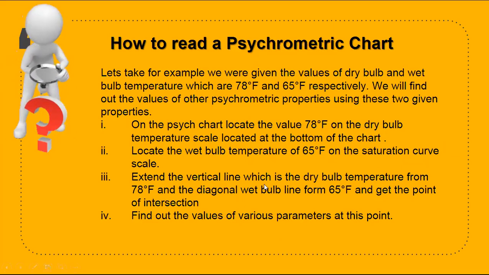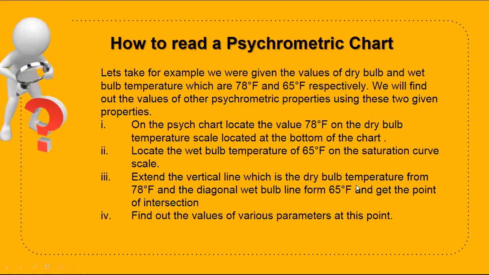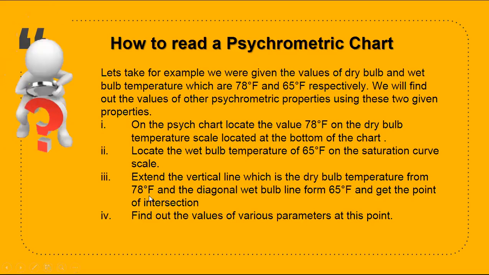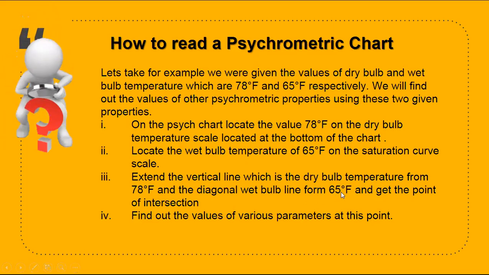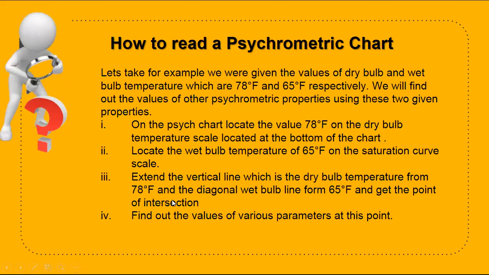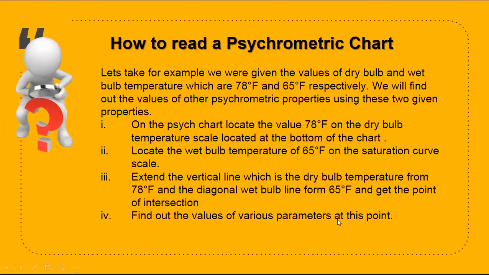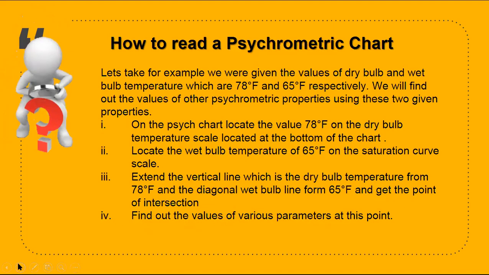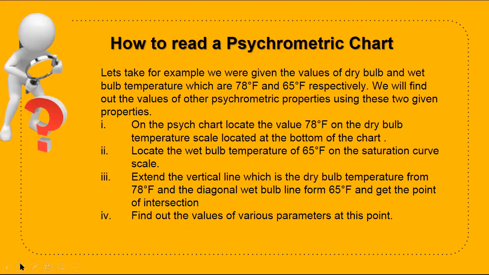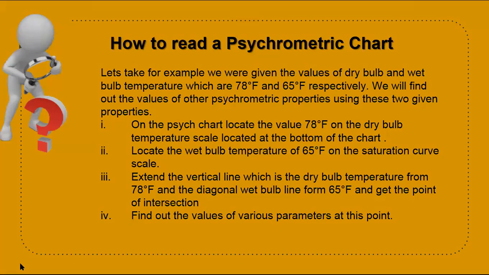Now extend the vertical line, which is the dry bulb temperature, from 78 degrees Fahrenheit, and the diagonal wet bulb line from 65 degree Fahrenheit, and get the point of intersection. Then find out the values of the various parameters at this point. Now, if this particular example that I've written is shown to you in the form of a particular location in the psychrometric chart, it would look something like this.